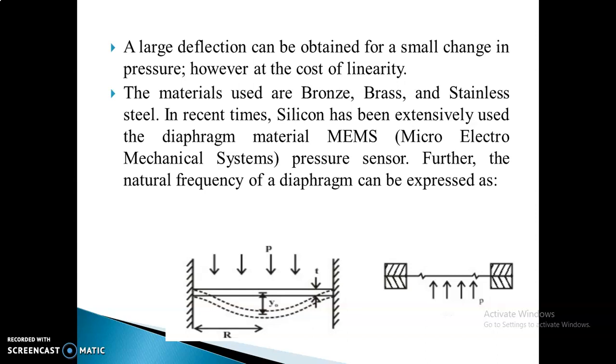And the materials used are bronze, brass, stainless steel. But recently they are using silicon, and moreover, you all know the recent technology is MEMS. The MEMS sensor for pressure measurement, micro electromechanical system. Here they have used silicon as the material, and they are getting a diaphragm type of pressure transducer.